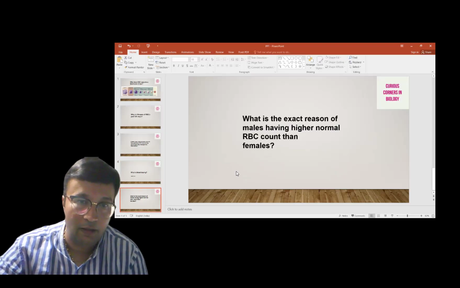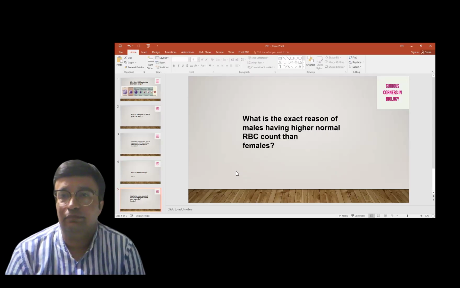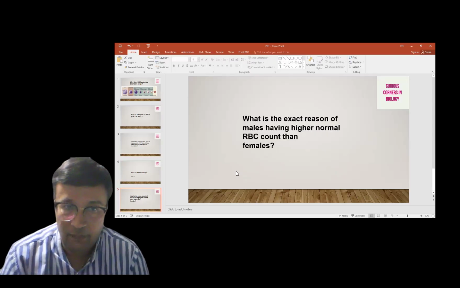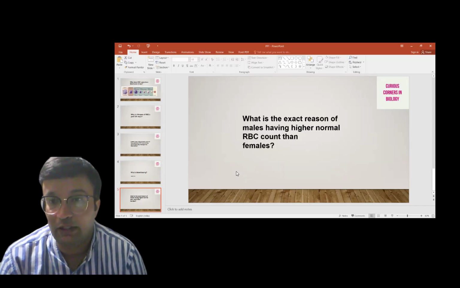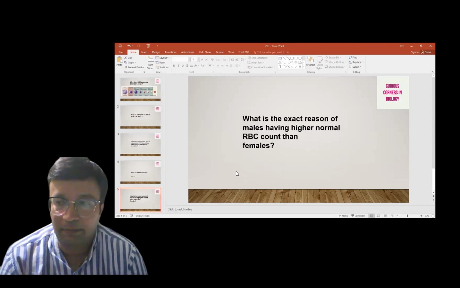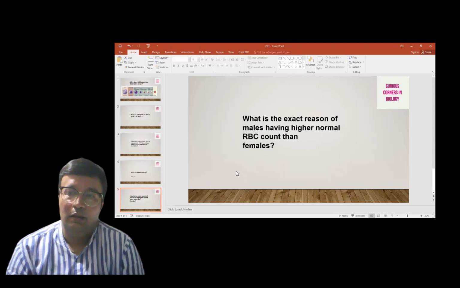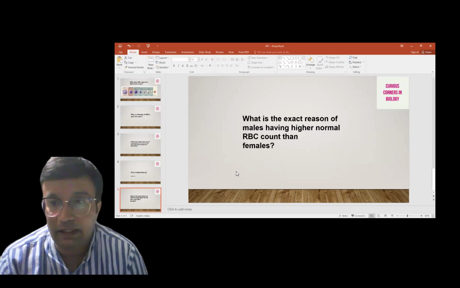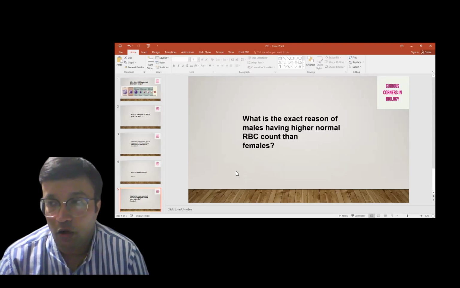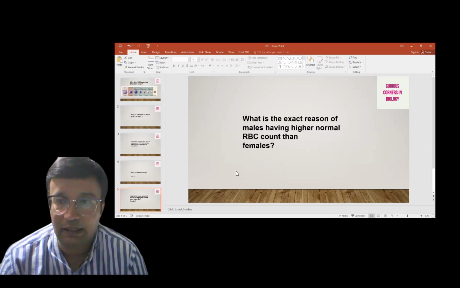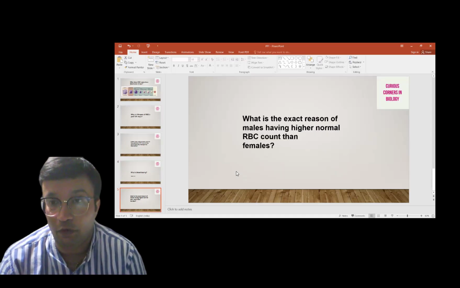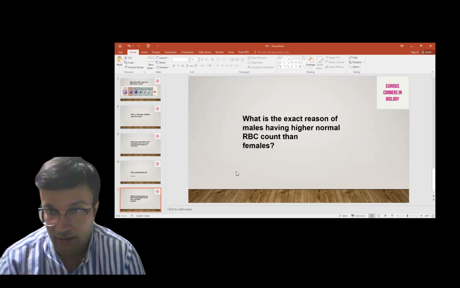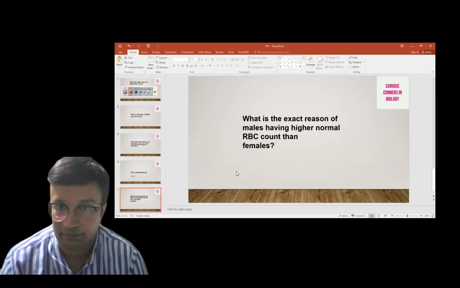The next question is, often we have read that the RBC count of males is higher than in females. Why so? There is a simple answer to this. The blood volume occupied by RBCs is called hematocrit. Now, the normal hematocrit in females is 38 to 46%, and in males, it is 40 to 54%. So we see here that it is more in males.